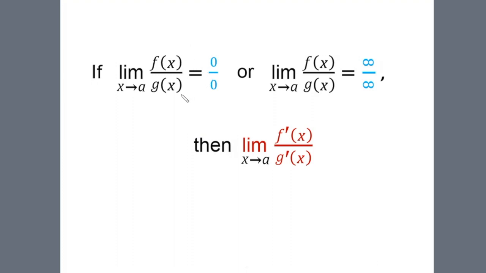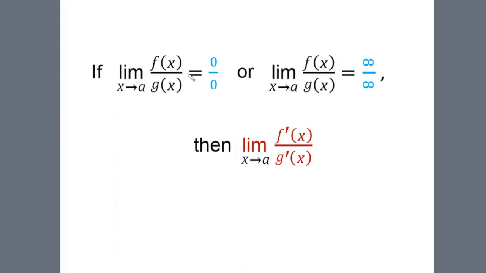zero. Let's call the numerator of the fraction f of x and the denominator g of x. Let's say that we want to find the limit of f of x divided by g of x as x approaches some value a. We can use L'Hopital's rule if the value of the function f of x approaches 0 as x approaches a, and the value of the function g of x approaches 0 as x approaches a.